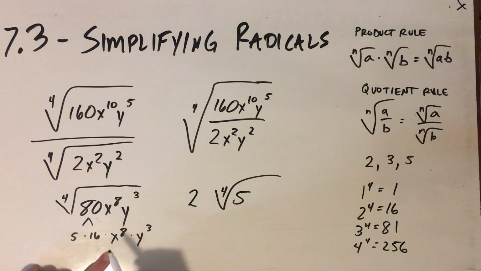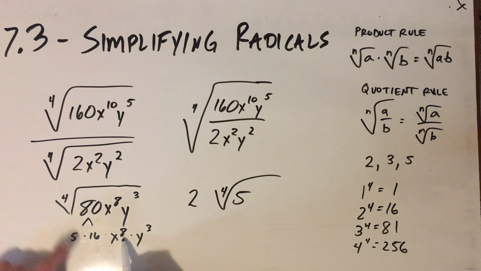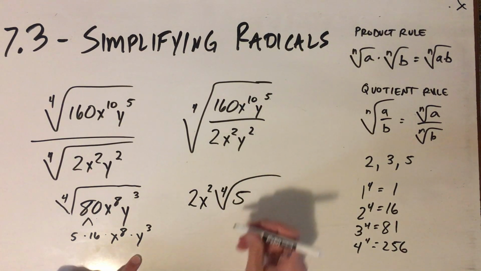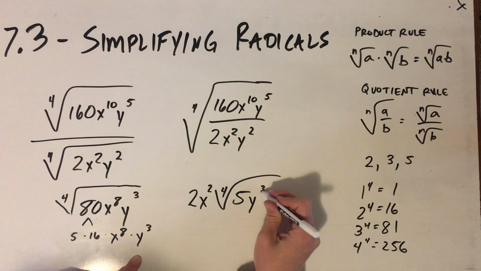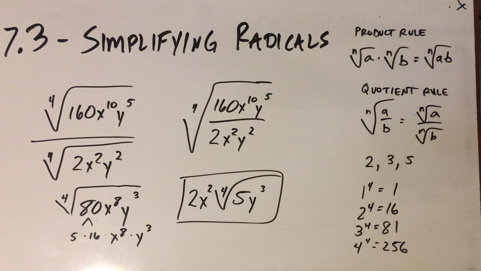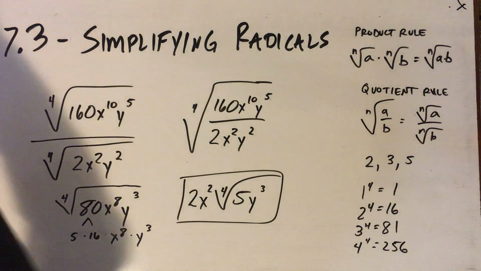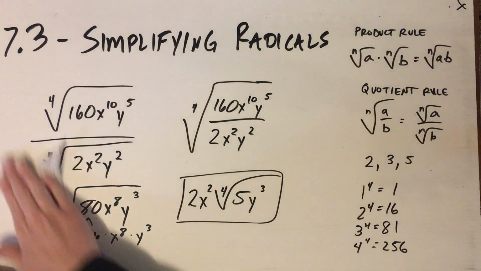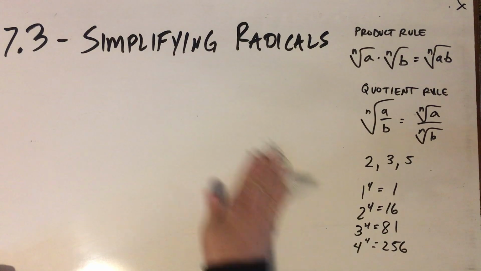Okay, this x to the 8th, again, what I'm doing is I'm taking this exponent here on the x to the 8th and dividing it by 4. So 8 divided by 4 is 2. That's what is going to come out, is x squared. And this y cubed, I can't simplify any further. So this here would be the answer to this problem. Again, you should be pausing each one of these and working these problems in between. So let's see.